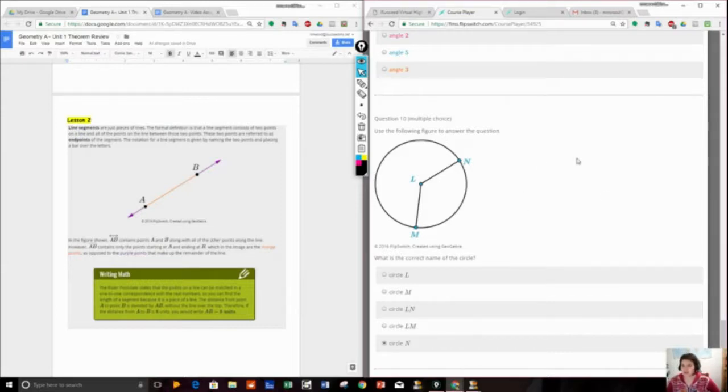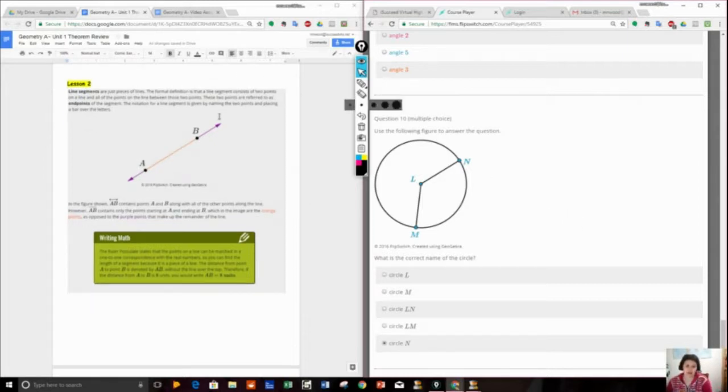Hi, okay, so we're ready for lesson 2, the checkpoints. And so again, on the left-hand side of the screen, you can see that I have the Unit 1 theorem review up, and this is located in the course announcements under the unit reviews. And so this is the Unit 1, and I scroll down to lesson 2.